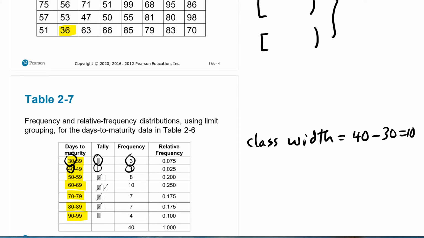So there's a total of 40 values. If we take the 3 that I just circled here and divide it by 40, that gives us 0.075. That's where the relative frequency came from, and same thing with the rest of them. To check that you did not make any mistake, add all the frequencies, and the total should always add up to 1 for relative frequencies.